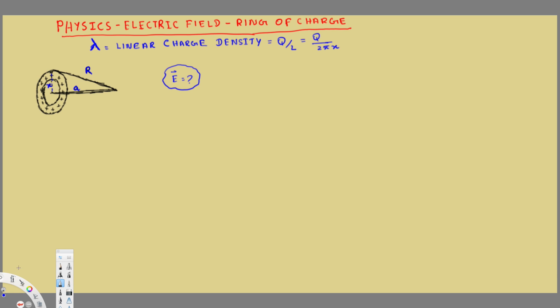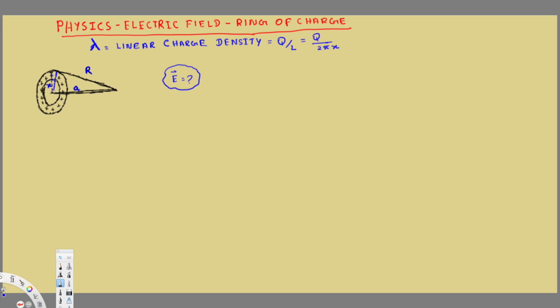Let's see how we can find out the electric field caused by the circle of charge right here. So a ring of charge, right? A ring of charge right here. So let's see how we can find it. First of all, to find that one, we have to pick up a small area.